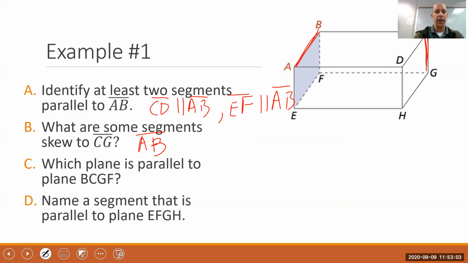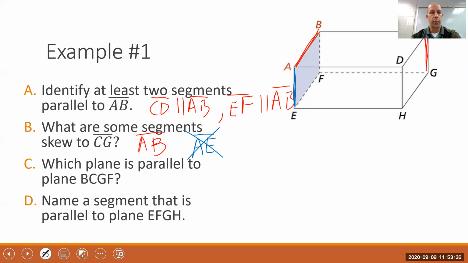Let me give you an answer that is incorrect. In fact, I'll do it in blue. Here is an answer that would be incorrect: segment AE. That would be incorrect. Can you explain why? Why would segment AE, this guy here, not be skew to CG?